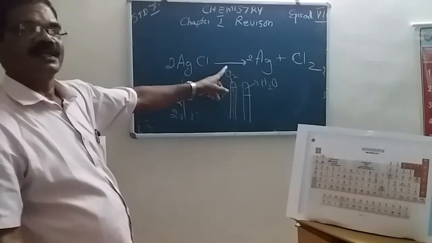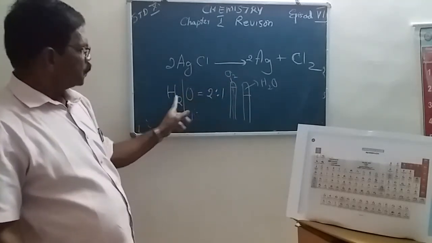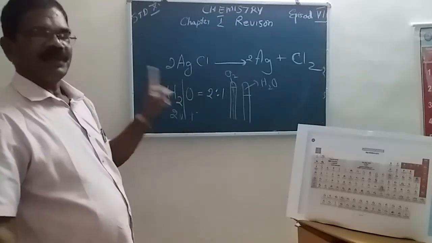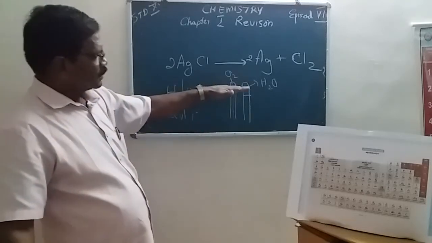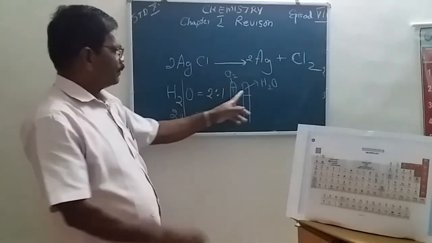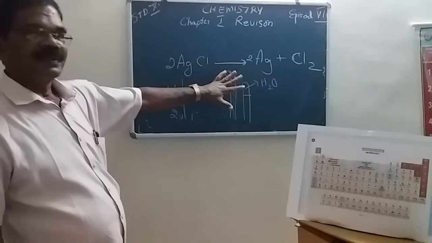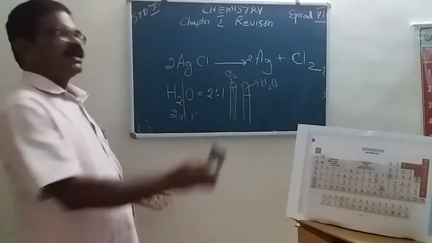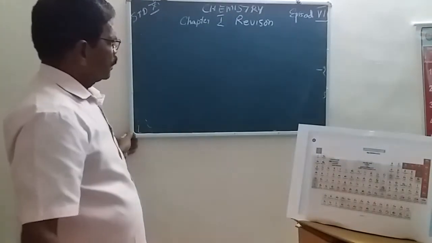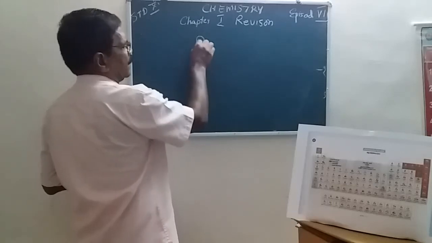Well, the answer is what? In the H2O molecule, the ratio of hydrogen to oxygen is 2:1. Two atoms of hydrogen, one atom of oxygen. So the liberation is that way. If 2 atoms of hydrogen are liberated, 1 atom of oxygen is liberated. So the volume of oxygen is half that of the hydrogen. Then there are other reactions, that is redox reaction.